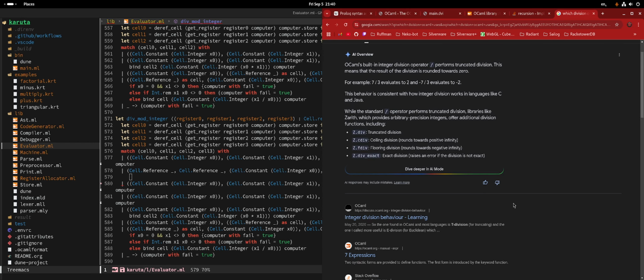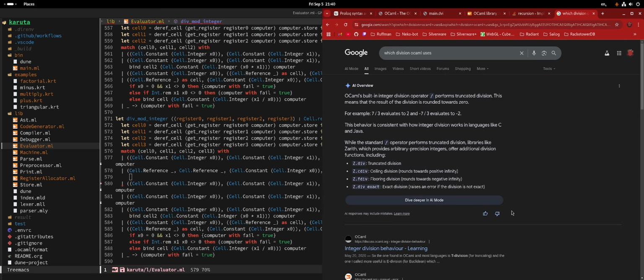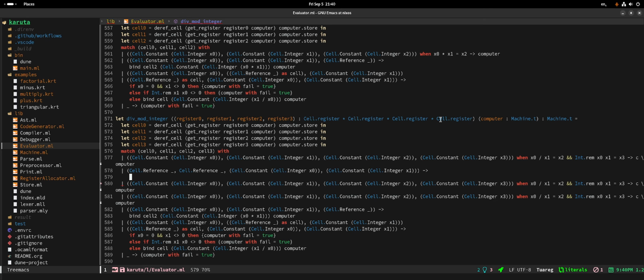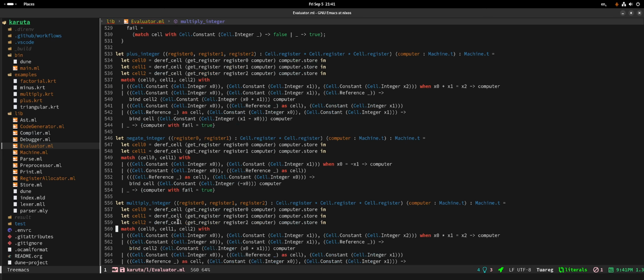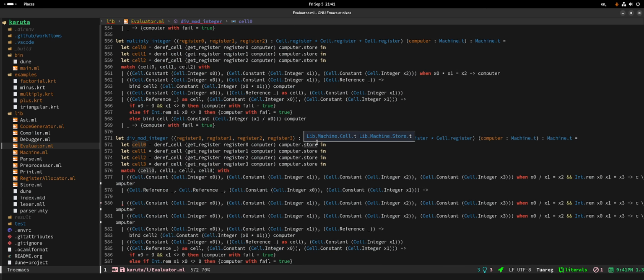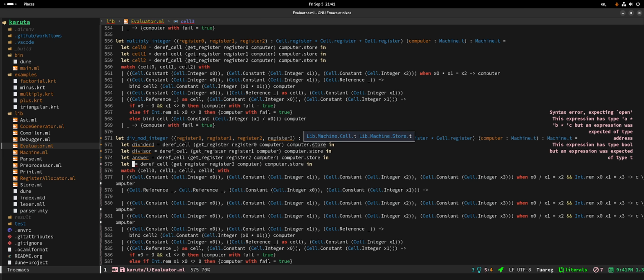Truncated division, according to AI. Truncated division. That figures. It's very sad, but it figures. Okay. In this case, we actually should give names for these things. I think this is pretty bad, but we can change this later. Let's change it for the div. So this is the dividend, right? Cell one is the divisor. This is the quotient, and the other is the remainder.